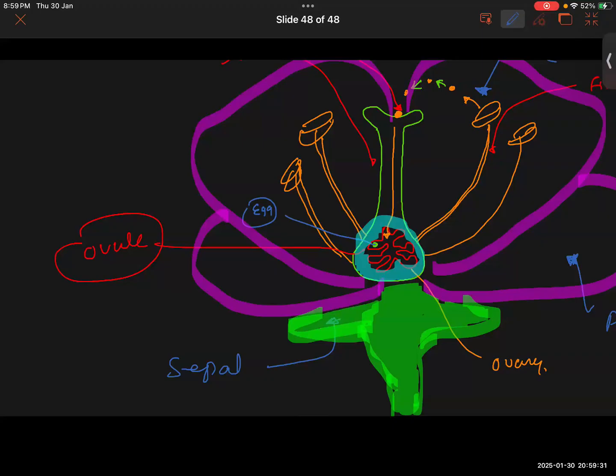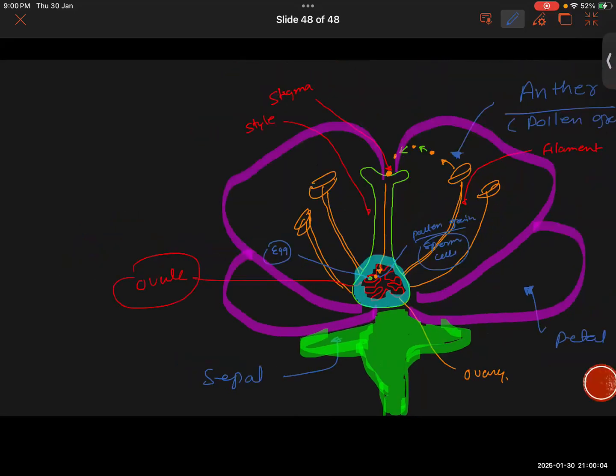Now, the pollen grain has entered inside it. Suppose the one in the orange color is the pollen grain. The pollen grain has the sperm cells basically. So this right over here is the pollen grain, which contains sperm cells in it. Now the pollen grain that contains sperm cells fuses with the egg, and as a result of fusion, a new cell is formed.